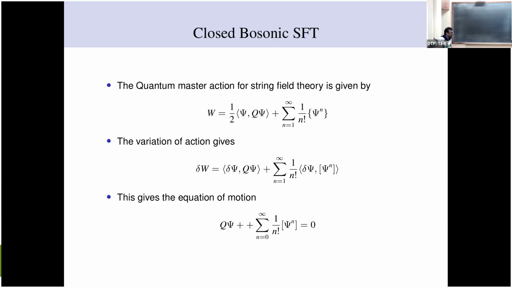How do we come up with this action? This is what they constructed. I'm not going into how historically people came up with this, but once you have this, it satisfies all the properties you expect from the action. The first term is the kinetic term and the rest are the higher interaction terms. Even for n equal to 1, if you have higher genus contributions, they will contribute.